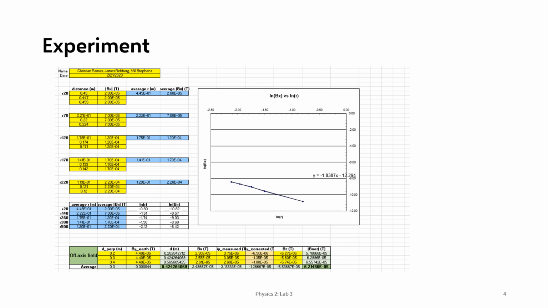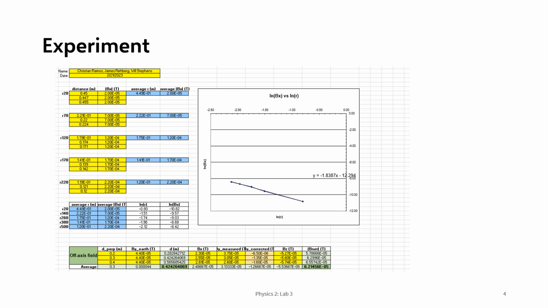So here's our experiment. The way we did this, we had the phone and we placed it a certain distance away from the magnet. So that's what the R values are: 20 centimeters, 70 centimeters, 120 centimeters, 170 centimeters, and 270 centimeters. Then we measured the distance there, and then we measured the magnetic field in Teslas, and then we took those averages, as you can see in the blue on the bottom, and took the natural logs of both of those, natural log of the distance, and then the natural log of the magnetic field, and we get this graph right over here on the right.